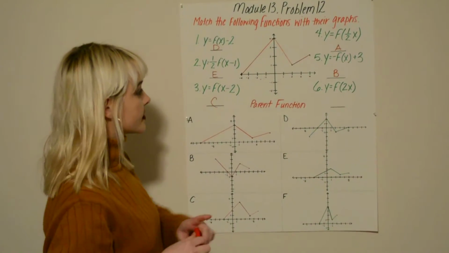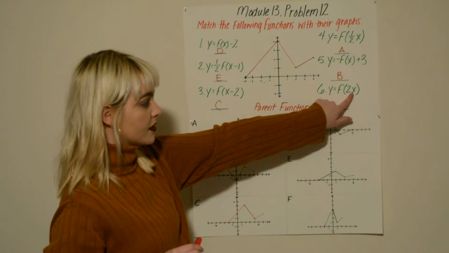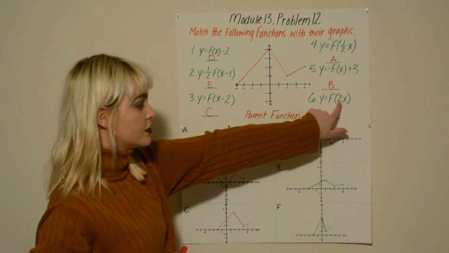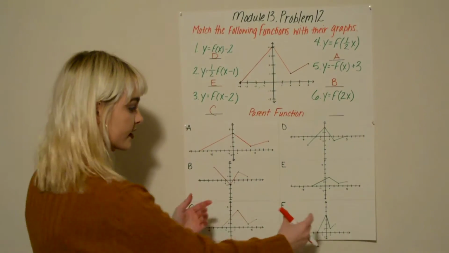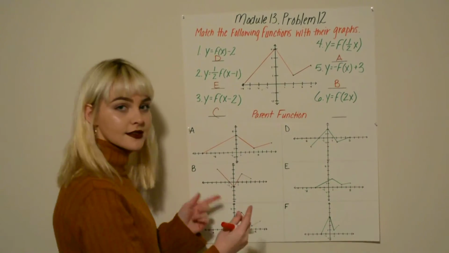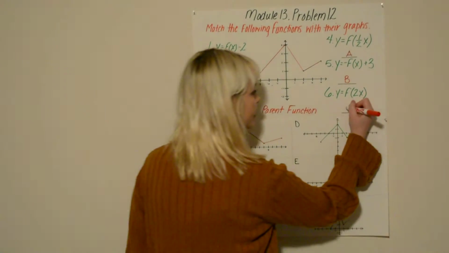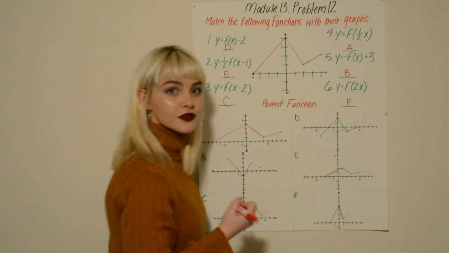And then 6, the x inside the parentheses being multiplied by 2 contracts the graph, so that it's not as wide, and so we know that that is F. Also, it's the last one.